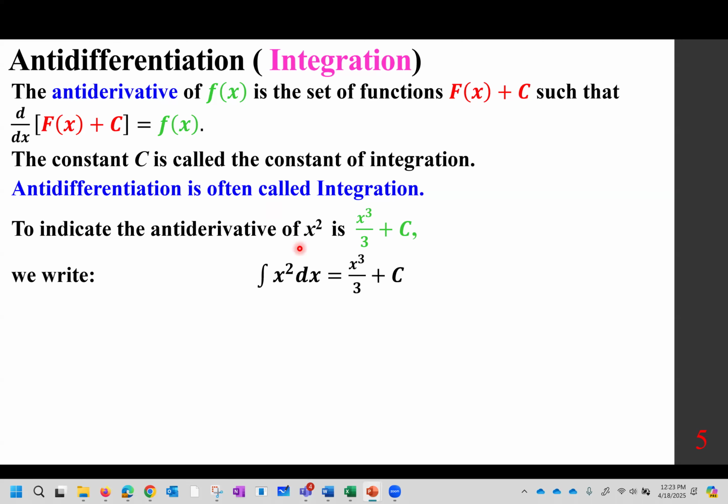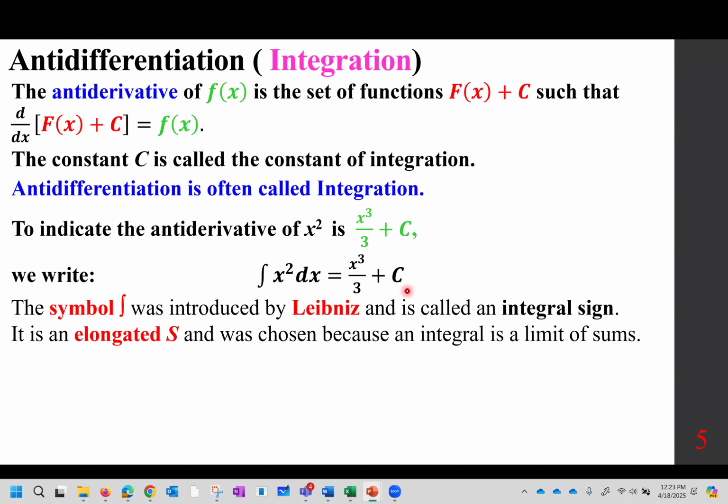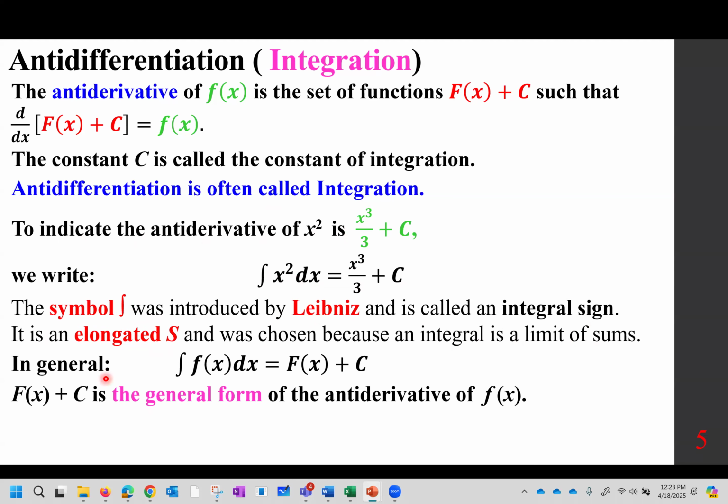To indicate the antiderivative of x squared is x cubed over 3 plus c, we write the integral of x squared dx is x cubed over 3 plus c. This symbol, the symbol of integration, was introduced by Leibniz and is called an integral sign. It is an elongated S, and was chosen because an integral is a limit of sums. In general, the integral of f of x dx equals capital F of x plus c. Capital F of x plus c is the general form of the antiderivative of lowercase f of x.